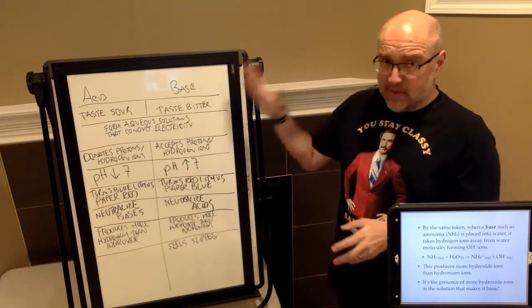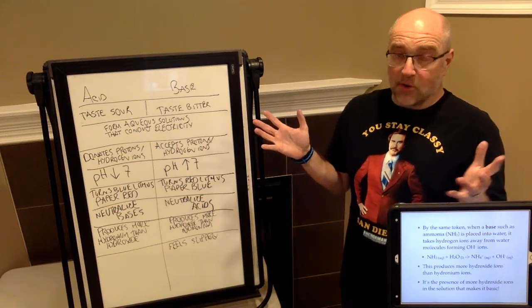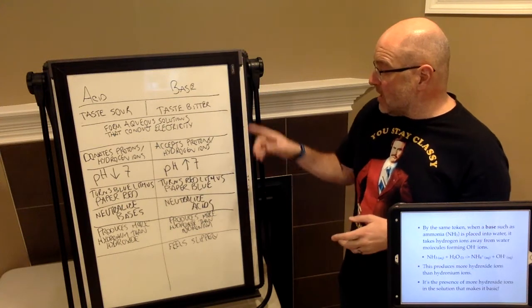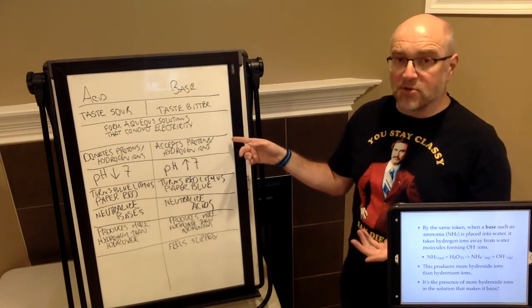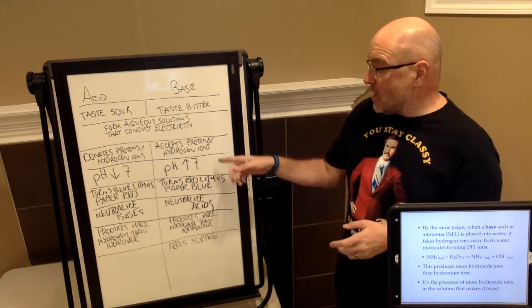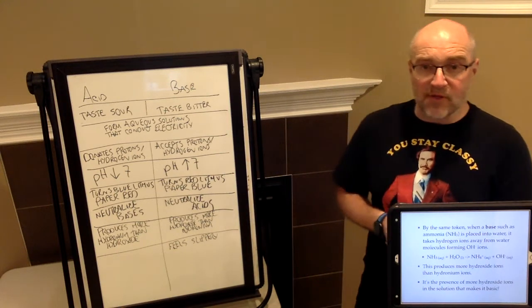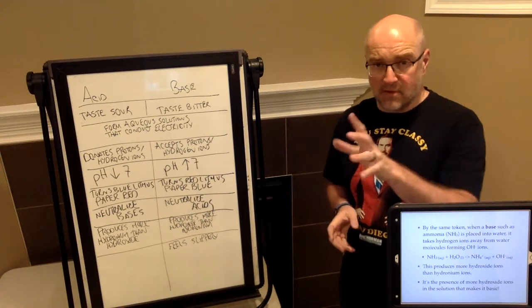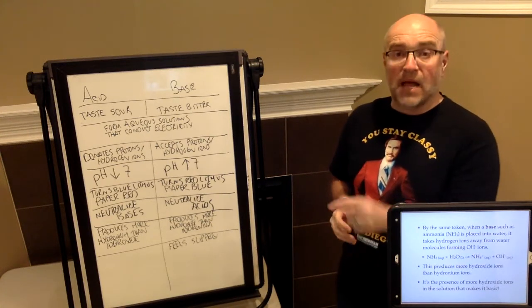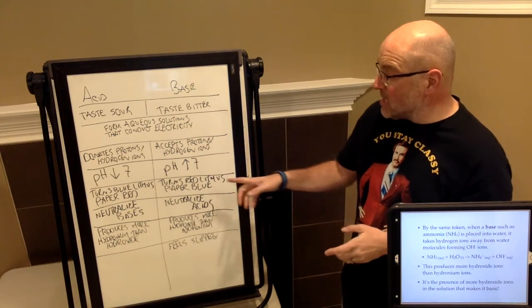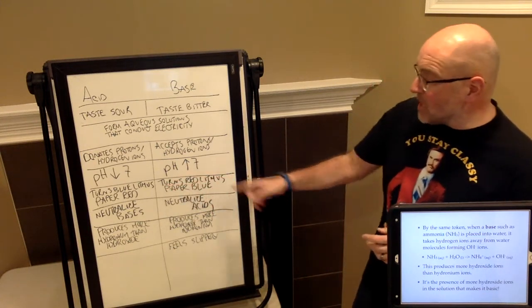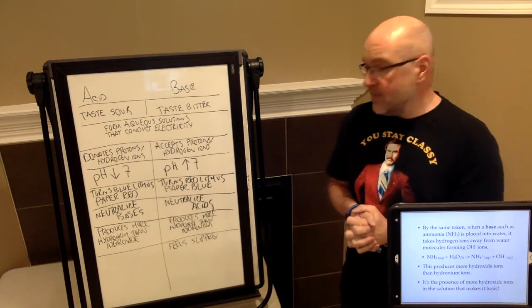Some of the other things that distinguish a base: they taste bitter. They're not sour. They taste bitter. They accept protons, which I just mentioned, protons or hydrogen ions. They cause the pH of the solution to become higher than 7. And we are going to be discussing more about pH in the next video, in our second part of the discussion. A base also turns red litmus paper blue. That's another thing that it does.